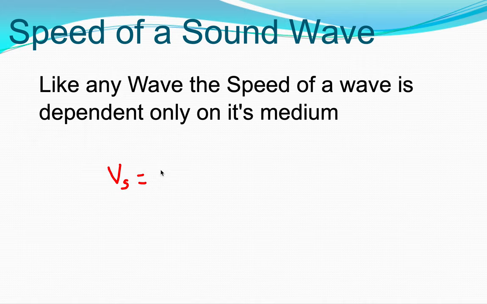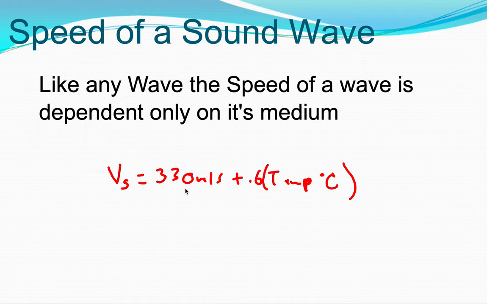So the speed of sound is 330 meters per second plus 0.6 times the temp. And the temp has to be measured actually in degrees Celsius. So we're going to use metric. For every degree Celsius you go up above zero, the speed of sound gets 6/10 of a meter per second faster. And every degree Celsius you get below zero, the speed of sound gets 0.6 meters per second slower.